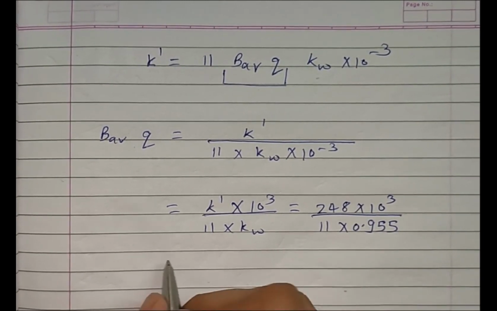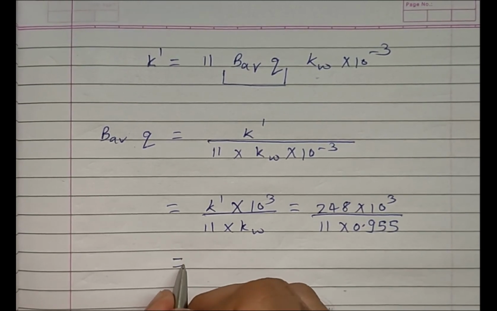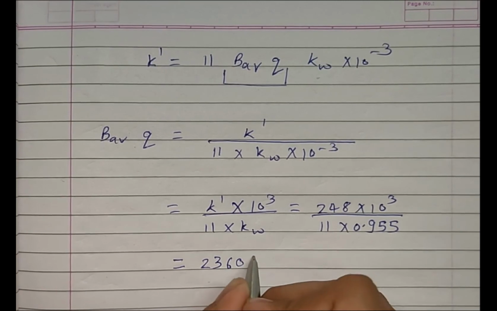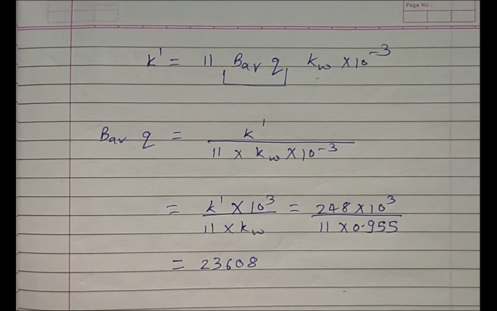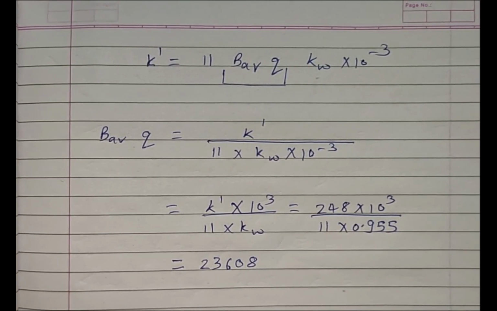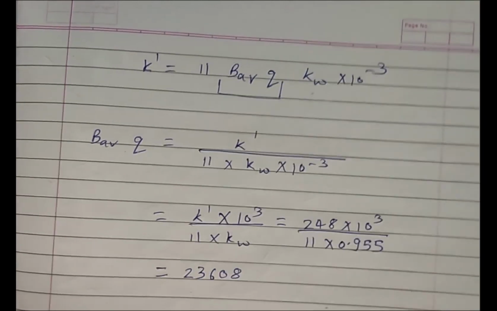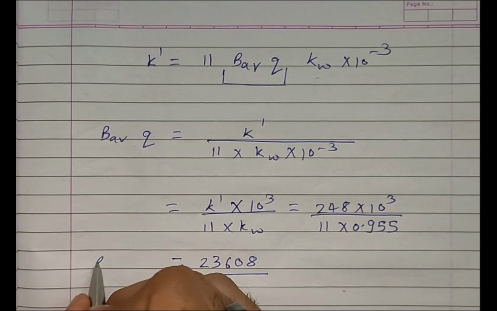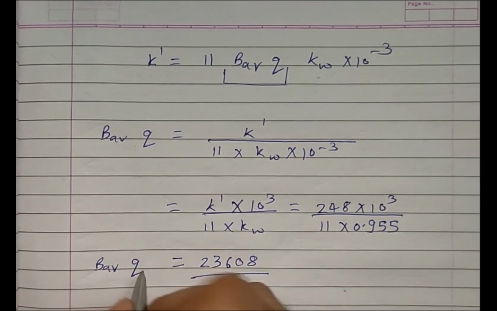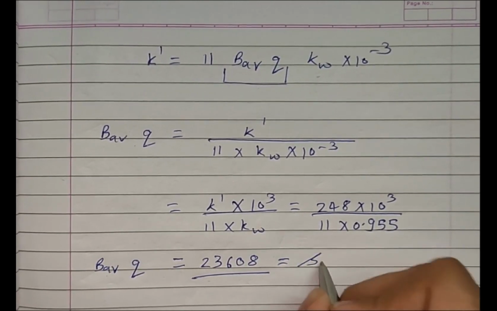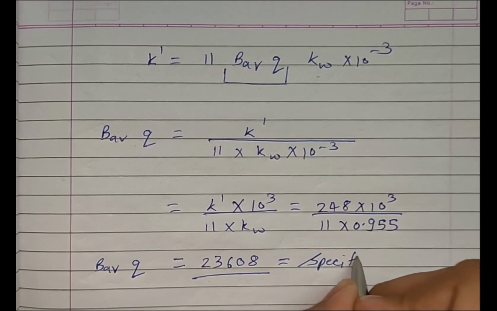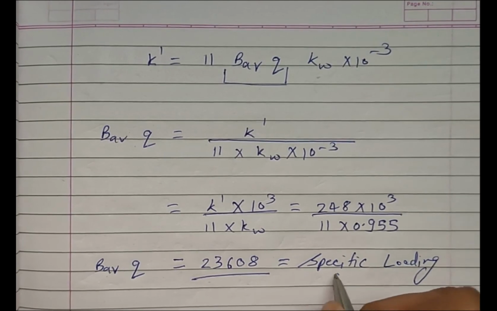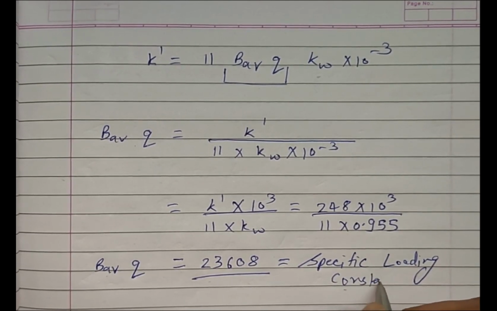On solving this, we get the answer as 23608. So the specific loading constants for this machine is 23608.